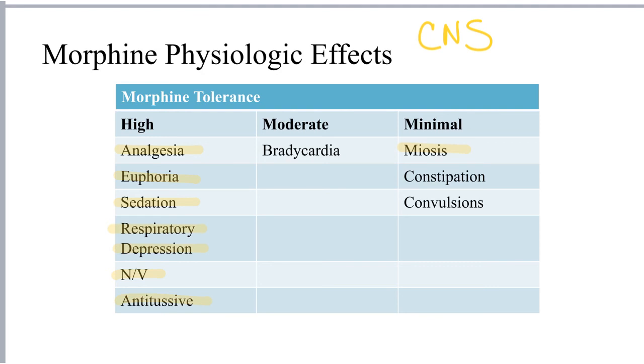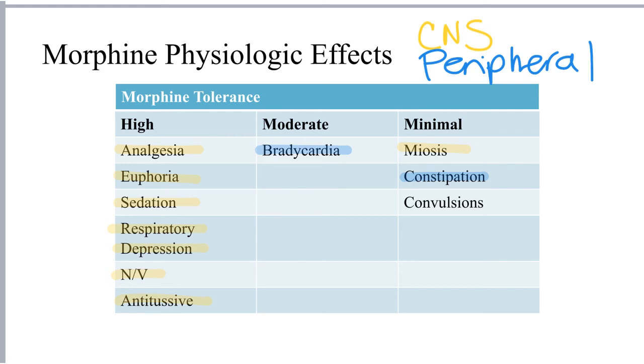In addition to central effects, morphine also produces physiologic effects through peripheral action on end organs and peripheral cells. These include effects such as bradycardia, hypotension, constipation, and pruritus or itching.